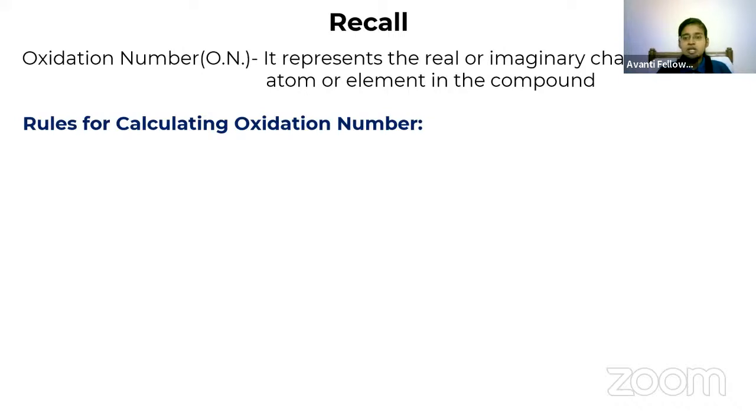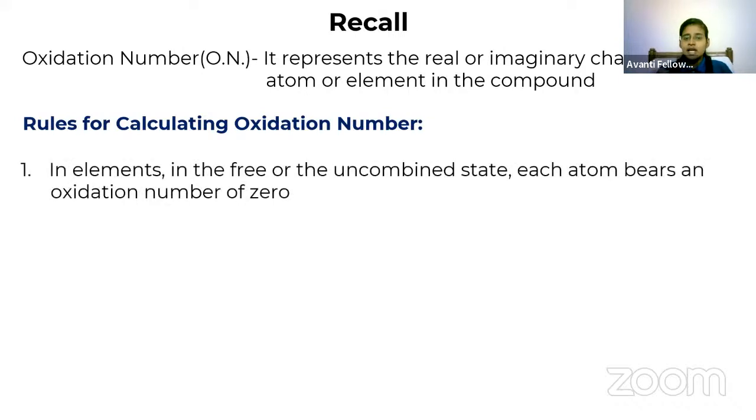The first rule is that for all elements in their free or uncombined state, the oxidation number is 0. Examples are N2, O2, H2. And if you take a single atom in its uncombined state, like magnesium, aluminium, carbon, or nitrogen, the oxidation state of that atom is 0. This is rule number 1.